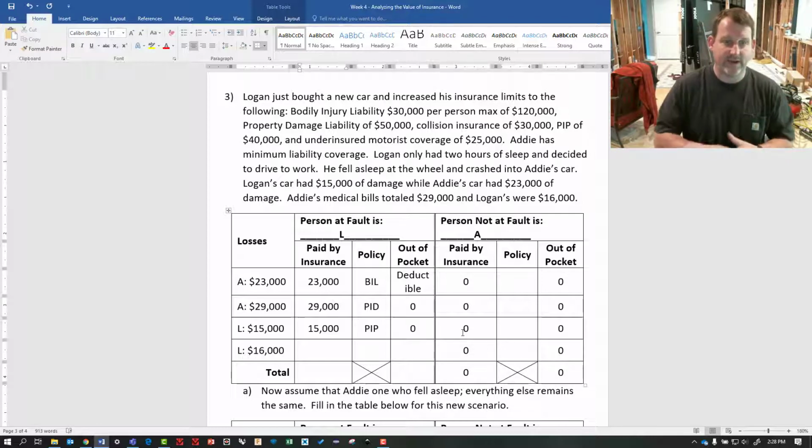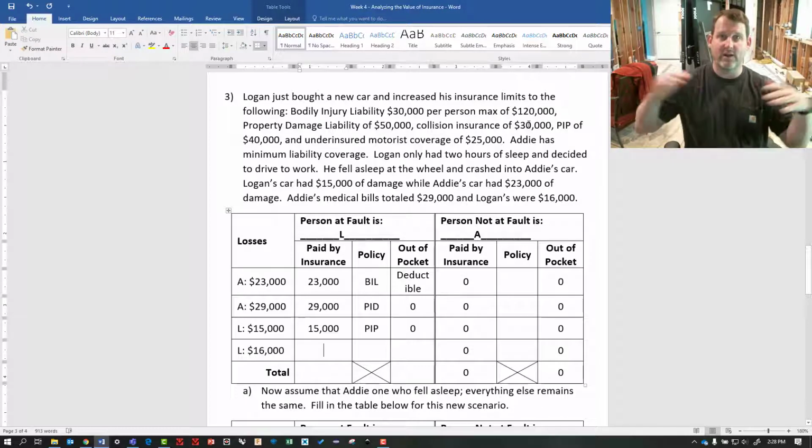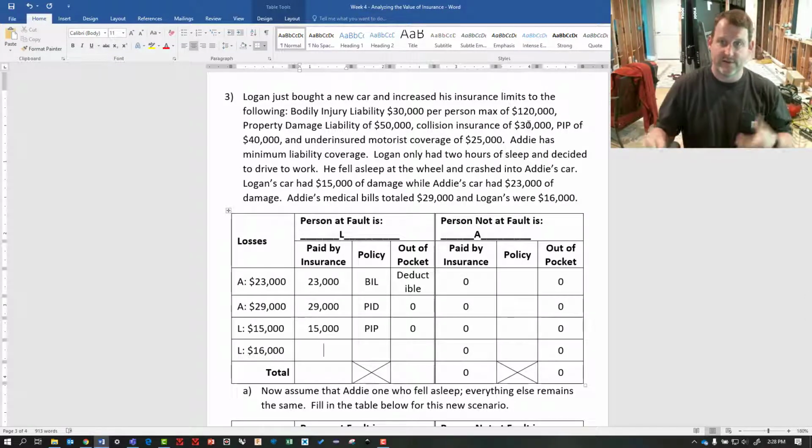Now the out-of-pocket here. So this is damage to Logan's vehicle, which could be covered if he has collision insurance. And we look up here and he says, well, collision insurance of $30,000. Now he must have a pretty nice car to have collision insurance of $30,000. You would never want more collision insurance than what your car is worth. So because his insurance policy is more than his vehicle's damage, it's going to get paid off completely. And that's going to be by his collision coverage and $0 out of pocket.